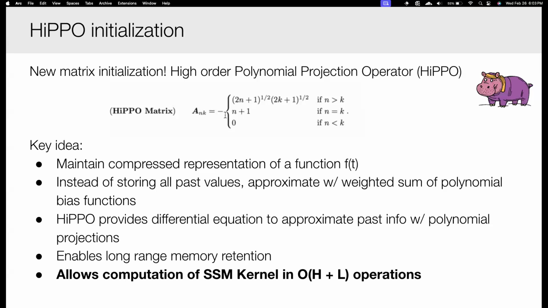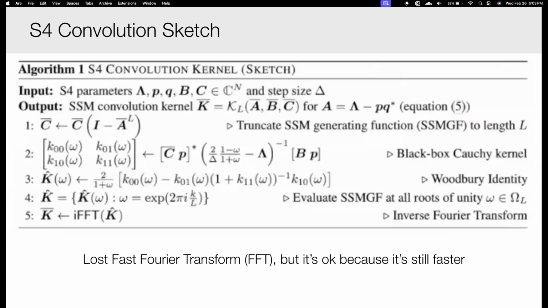And this also enables long range memory retention, and it makes your A matrix a lot easier to compute. So now that you've initialized A to your Hippo matrix, you have significantly reduced the computational complexity from H squared to O of H plus L. So almost linear, right? So this is essentially how it works when it's training.